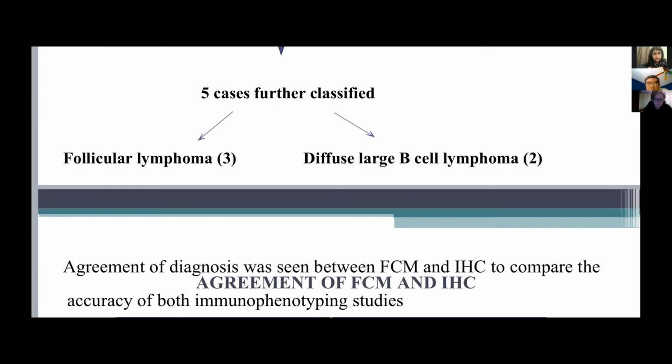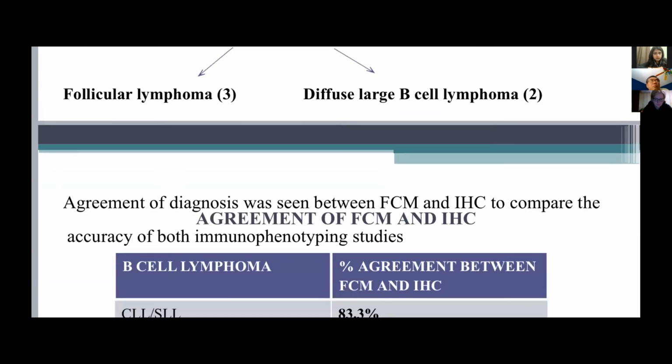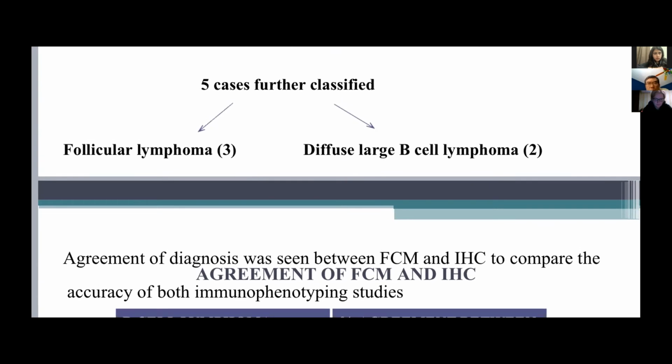So it was seen that morphology plays an important part too in the classification of lymphomas, as well as two markers, BCL2 and BCL6, that were required. BCL2 positivity was seen in all 3 cases of follicular lymphoma, and BCL6 in DLBCL. So they were not available on flow cytometry. Hence, IHC was required.